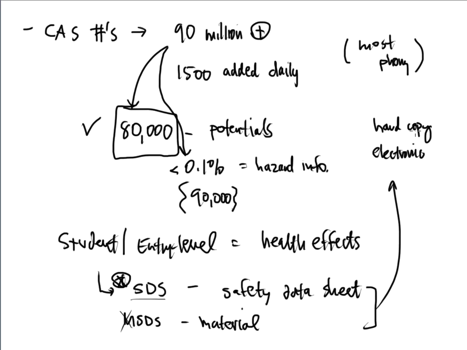Finally, before I stop this video, you're probably wondering, if we go back to these numbers, 90 million plus chemicals, 80,000 of them are potentials. We are working on 10,000 more that we have health information for, or hazard information for. But why don't we have hazard information for all 90 million? And the answer is green.